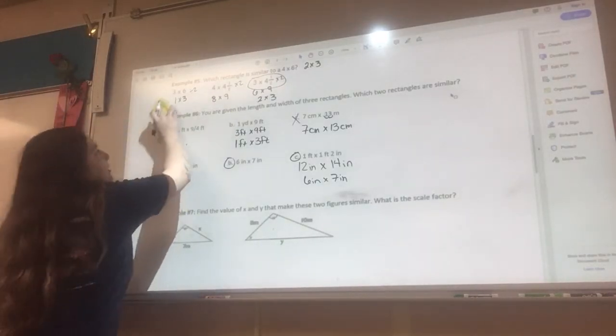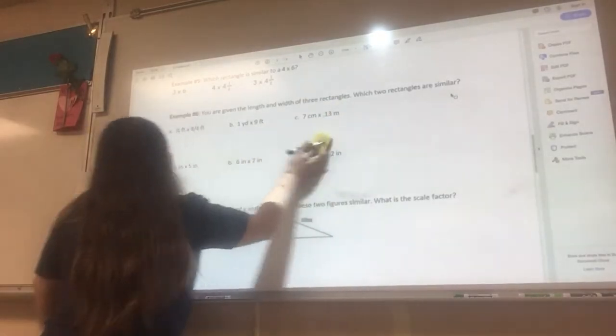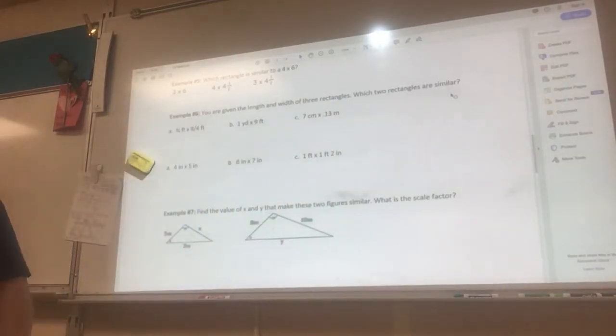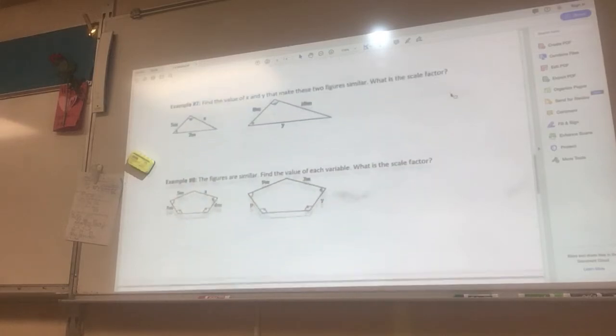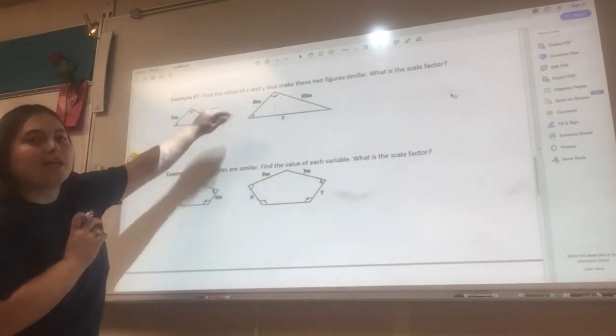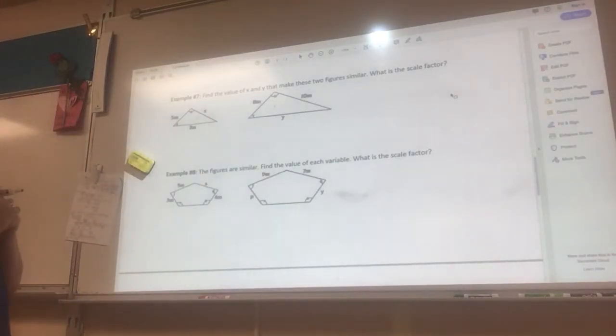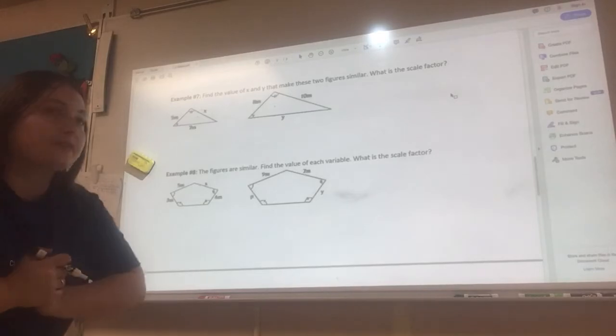Well, now we're going to get into the fun stuff, because I enjoy solving them rather than just saying, hey, they're similar. So we have example 7 and example 8 to do. Example 7 says we're going to find the value of x and y that makes these two figures similar. What is the scale factor?